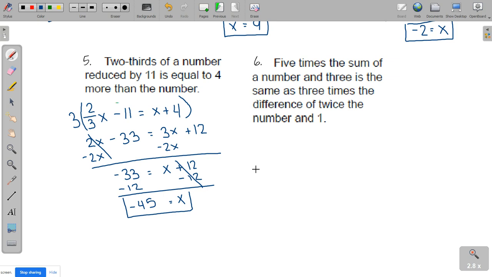The last problem we're going to look at. We have 5 times the sum of a number and 3 is the same as 3 times the difference of twice the number and 1. So let's set this up. So 5 times the sum of a number and 3 will be 5 times the quantity of x plus 3. They say is the same, so it's going to be equal to as 3 times the difference, so we're going to subtract, of twice the number and 1.